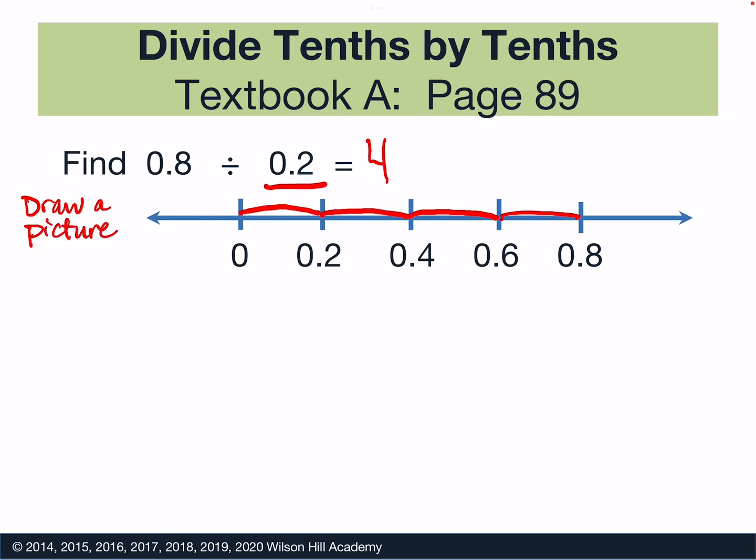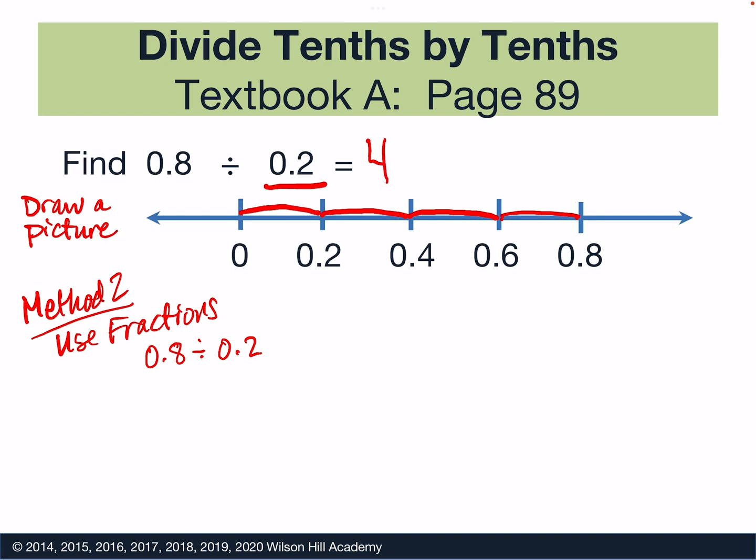Well, we also have a method 2, and method 2 is to use what we know about fractions. So in that case, we start out with 8/10 divided by 2/10. And we said, listen, we can rewrite these as fractions. 8/10 divided by 2/10.